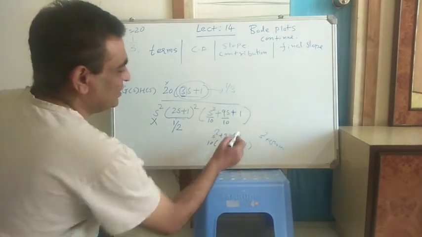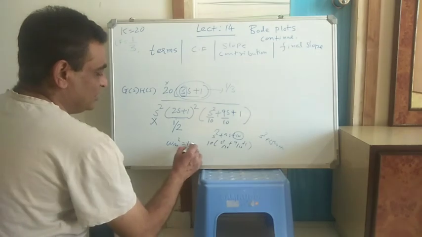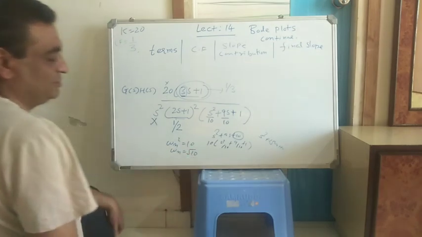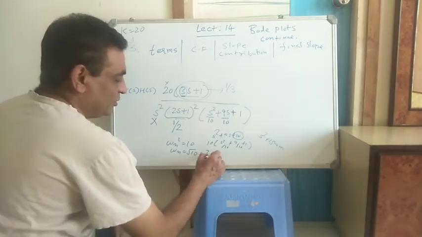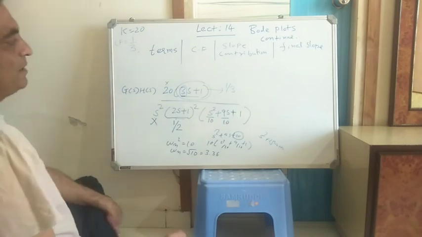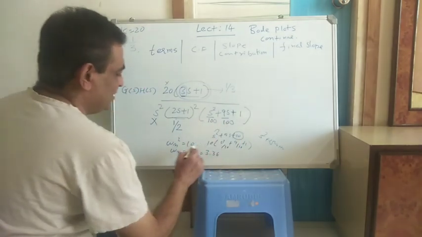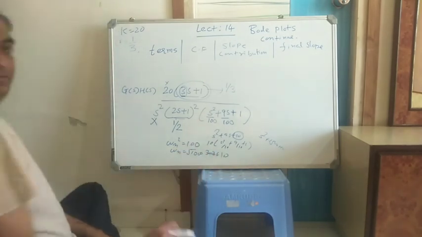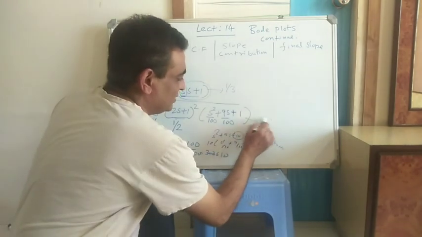So omega n square is 10. So omega n is equal to root of 10. Root of 10 is something like 3 point something, 3.36, let's say. So if k is 100, then omega n square is 100, so it is exactly 10. So the corner frequency for this term is 10.